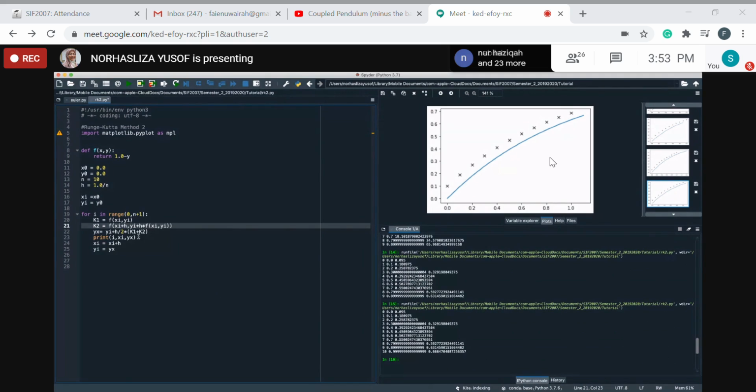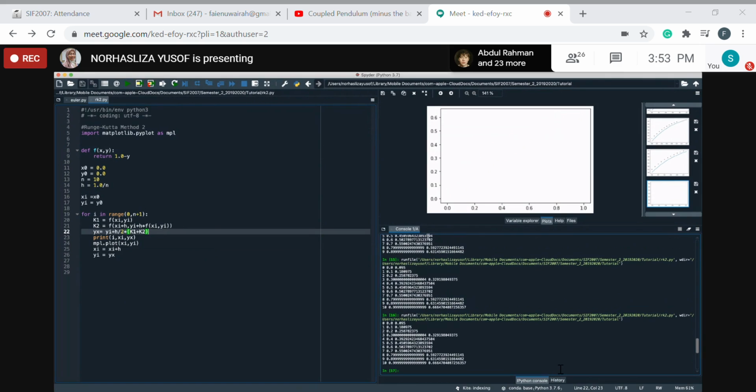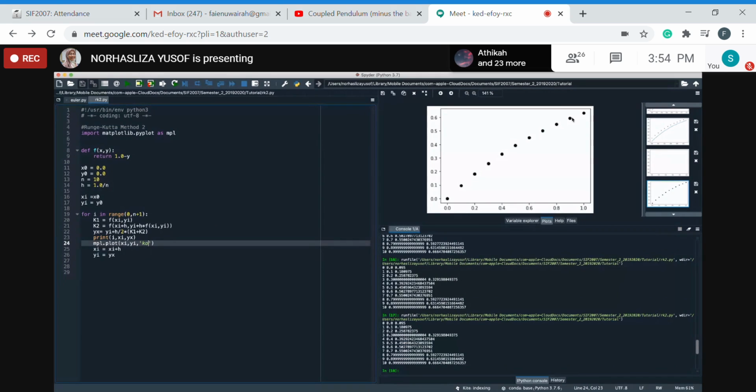Okay, so we plot here. There's no marker, so we provide some marker for the Python. You can see the plot here. Either you use Euler or you use RK, the plot should look the same. So this is the Runge-Kutta order 2.